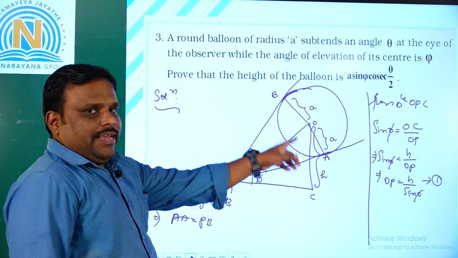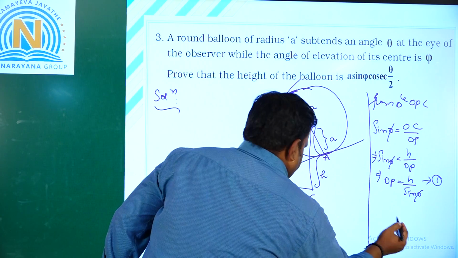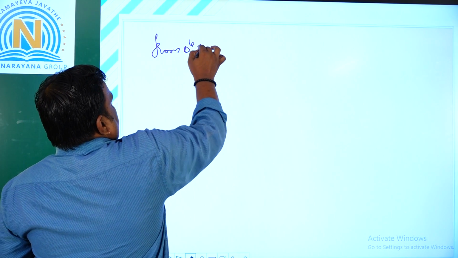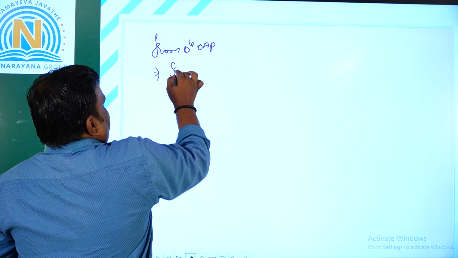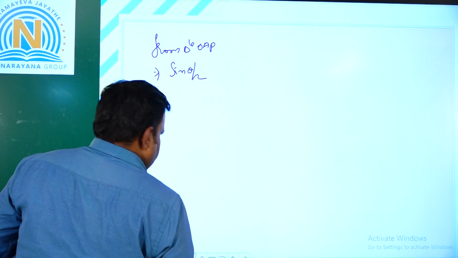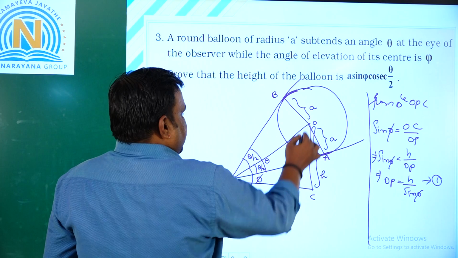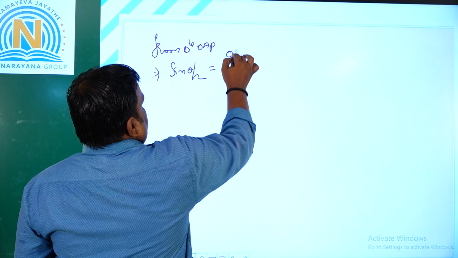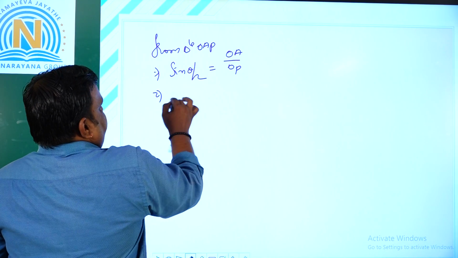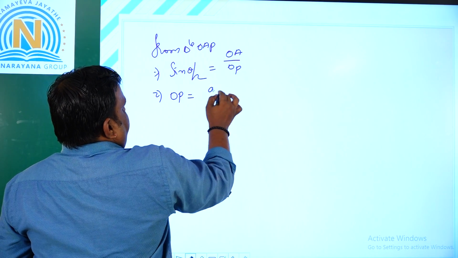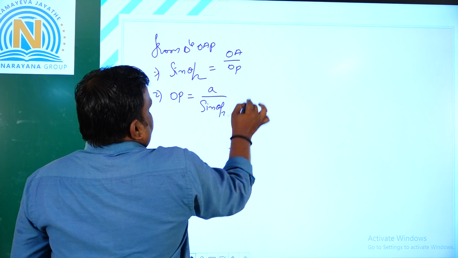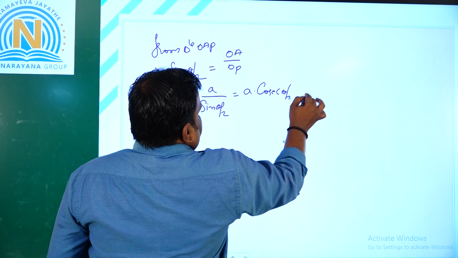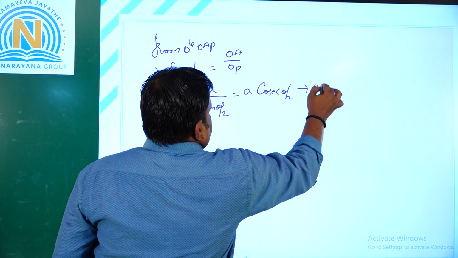Now consider the second triangle OAP. From triangle OAP, sin theta by 2 is equal to OA by OP. From this again, OP is equal to OA, which is A, by sin theta by 2. That is A into 1 by sin theta by 2, which is nothing but cosec theta by 2. Name this as the second equation.